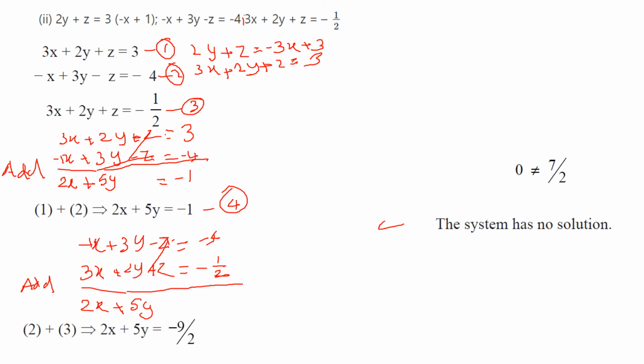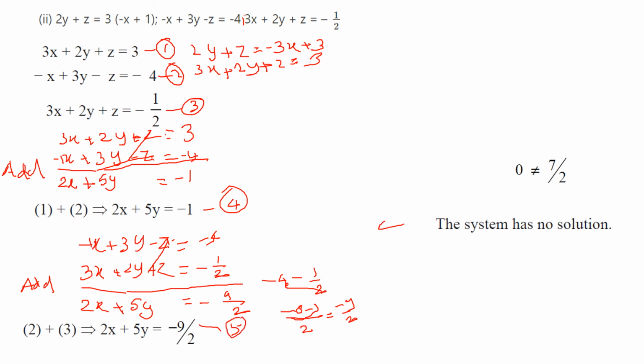Equal to minus 4 minus 1 by 2. Cross multiply: minus 8 minus 1 by 2, that is minus 9 by 2. So write it here, minus 9 by 2. This is the fifth equation.